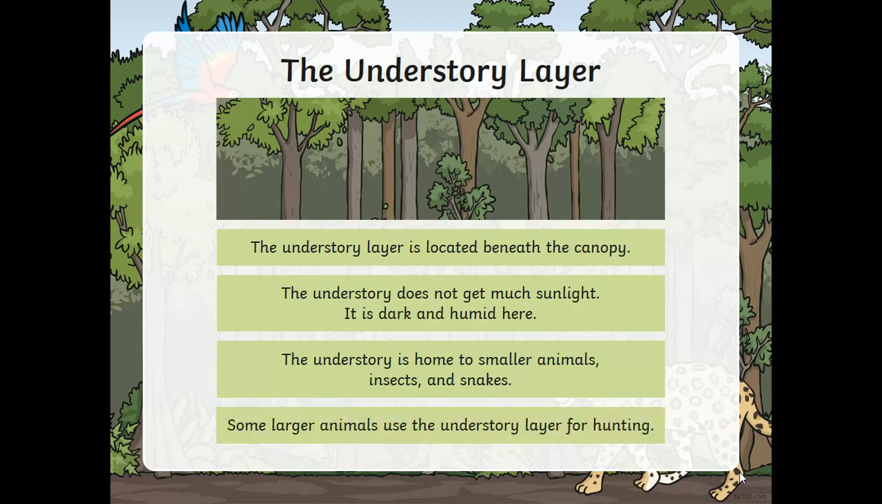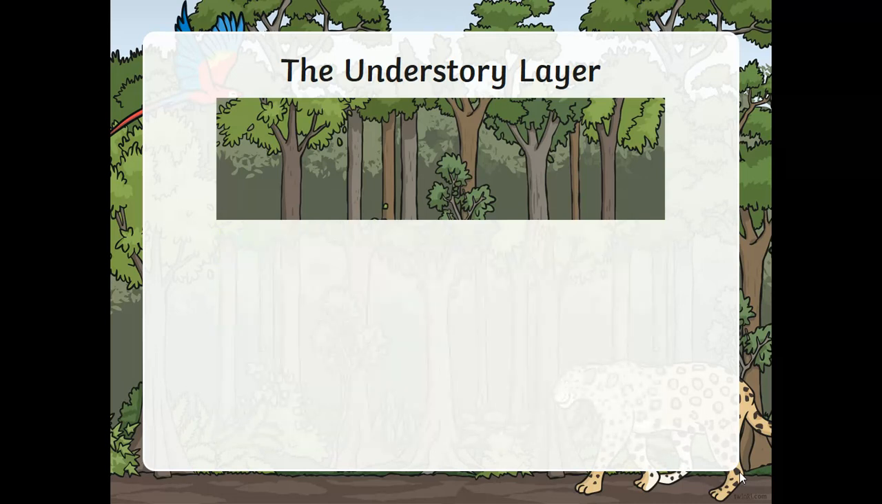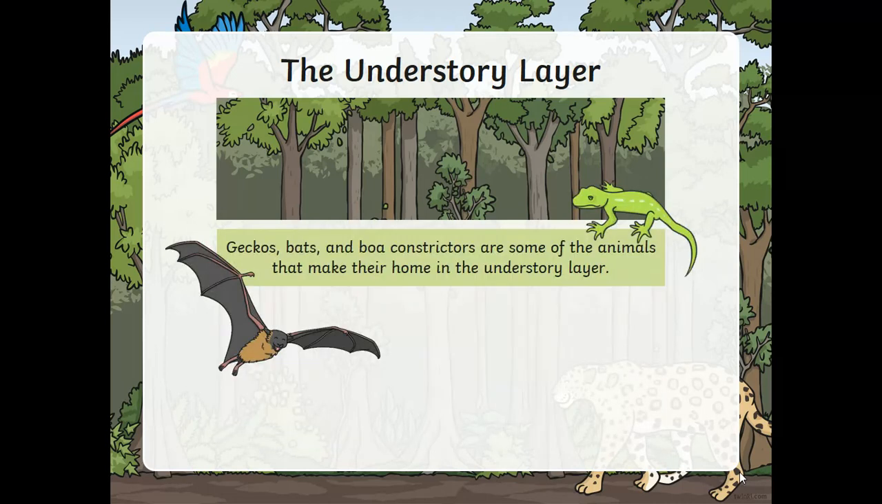Some larger animals use the understory layer for hunting. So think about the predators and prey. They may use this layer to find their food. Geckos, bats, and boa constrictors are some of the animals that make their home in the understory layer. So think about the types of animals they are and why that might be their home.